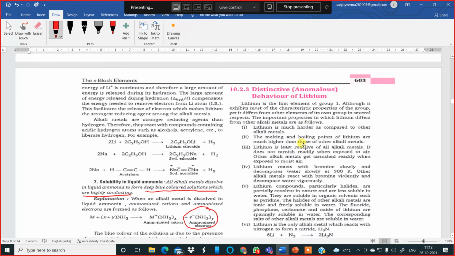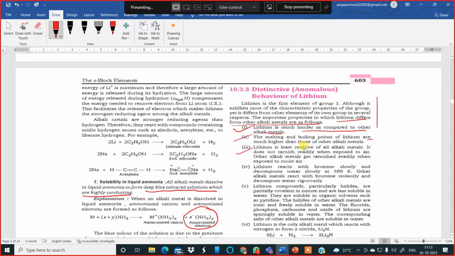Now coming to the anomalous behavior of group 1, that is lithium. Lithium is the first element of group 1. That's why it shows anomalous behavior, because of small size, because of the absence of d orbitals and greater polarizing power. Okay, so here lithium is the first element. So the important properties in which lithium differs from other alkali metals are given over here point wise. It is much harder as compared to other alkali metals. The melting and boiling points of lithium are much higher.